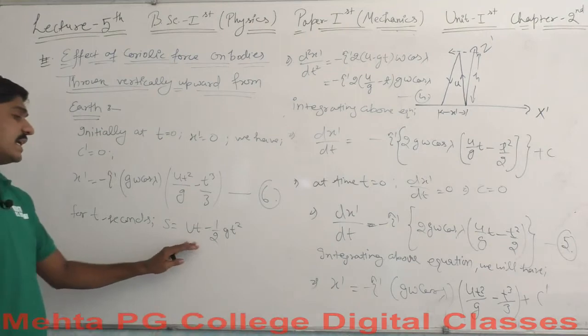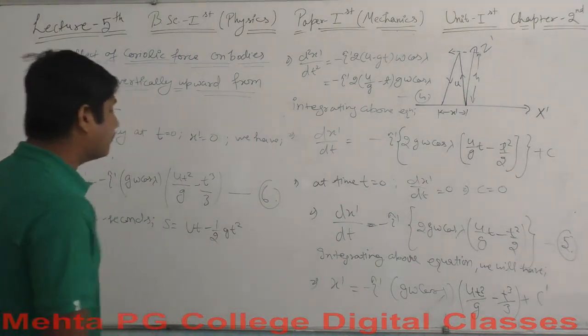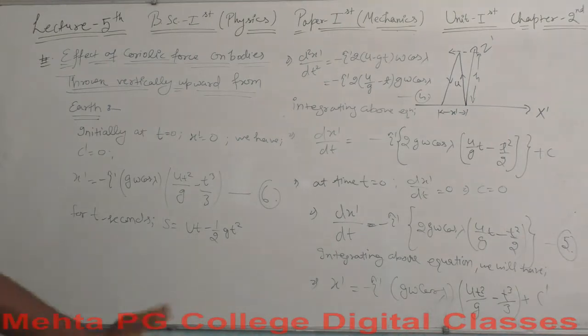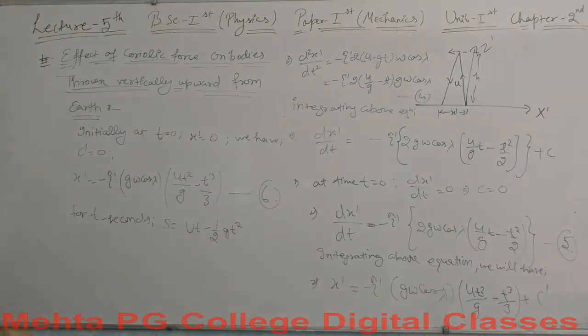The actual formula was s is equal to ut plus half gt square, but we are writing here minus half gt square. I guess that you know why we wrote here this minus half gt square. Okay.